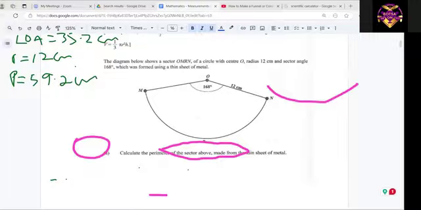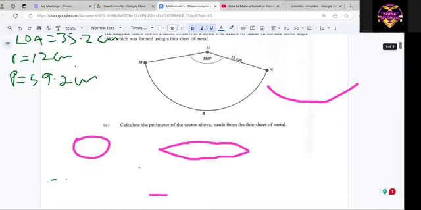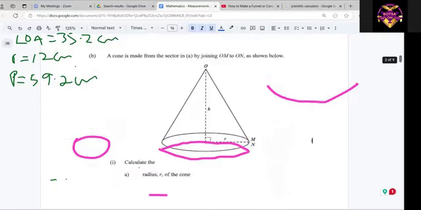let's just go back down again. You're seeing OM and ON. So here's OM right here. So technically, when this shape is folded into a cone shape, the radius for one, that means this length is 12 centimeters.